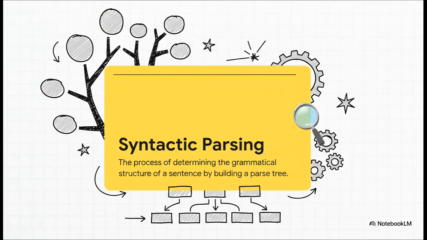And that whole process is called syntactic parsing. The goal here is to take a flat sentence and build a tree out of it, a diagram that shows exactly how all the different pieces fit together based on a set of grammar rules. It's about moving past the simple sequence to uncover the hidden architecture of our language.